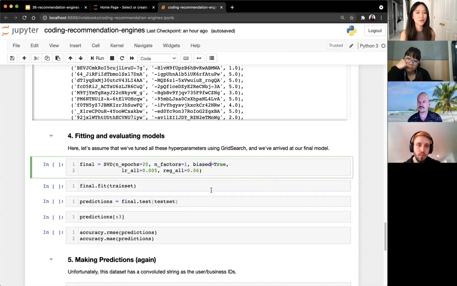Bias, I honestly forget what it is at this moment. Learning rate and also regularization. So if you find there's overfitting, you will just fix your regularization.